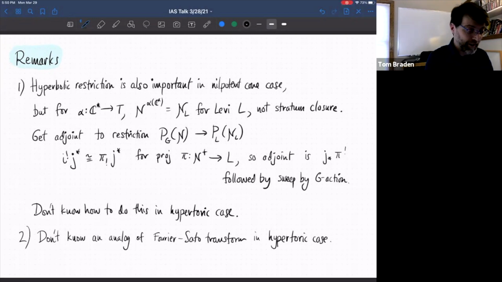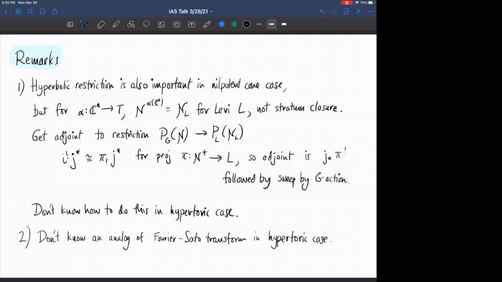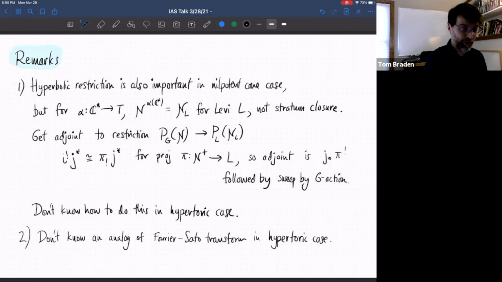The first remark is that hyperbolic restriction also plays an important role in the nilpotent cone, in the generalized Springer correspondence and in Chern-Mautner and so on. But in this case, you take a cocharacter of the torus, and now the fixed point is not a stratum closure like it is for hypertoric varieties. It's a nilpotent cone of a Levi. So in the nilpotent cone case there are two different things, strata and Levis, and in the hypertoric case they end up being the same thing. So it has a quite different flavor.